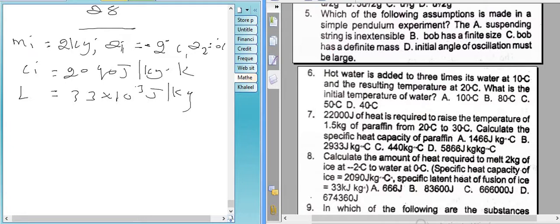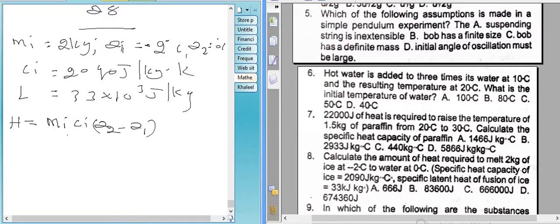Therefore, we are asked to find the total heat required to convert the ice at minus 2 degrees C to water at 0. So the total heat, let's call it H. Before we convert the ice to water, we need to convert this ice from minus 2 to ice at 0 degrees. Therefore, we require a heat that is the mass of ice, times the specific capacity of ice, times the change in temperature, θ2 minus θ1.